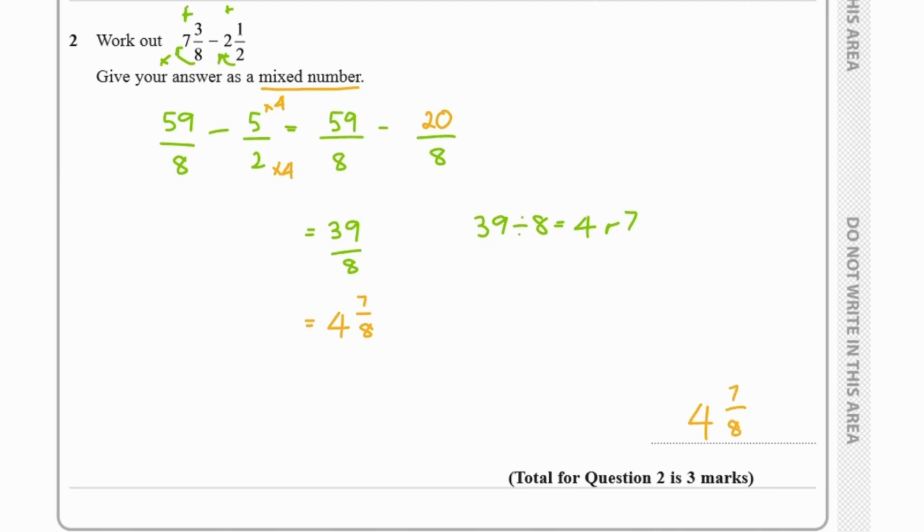This was a 3-mark question. So first, we would get our first mark for writing these correctly as improper fractions. We would get a second mark for correctly writing them with the same lowest common denominator, and our final mark for a correct answer of 4 and 7/8.